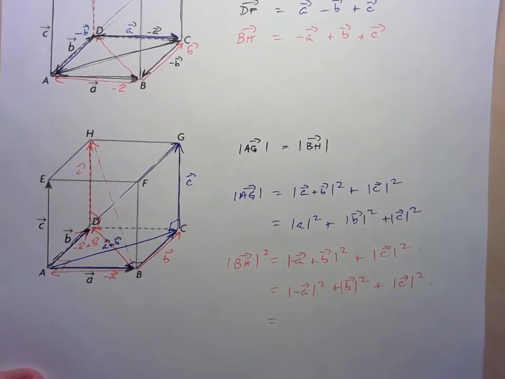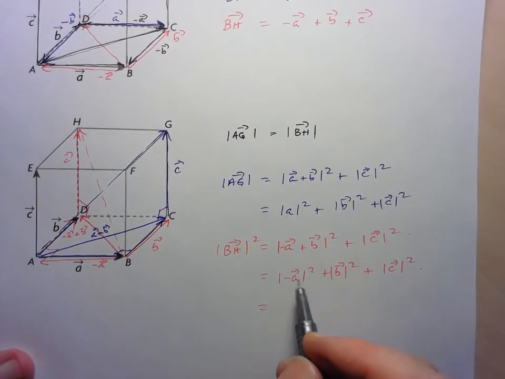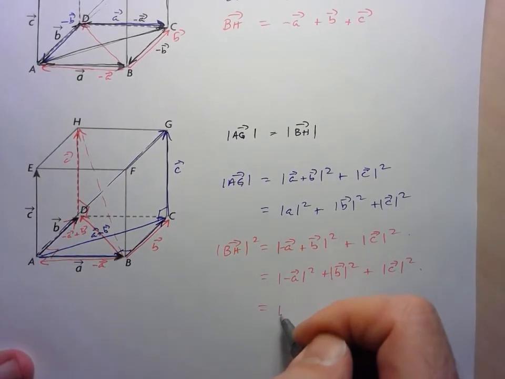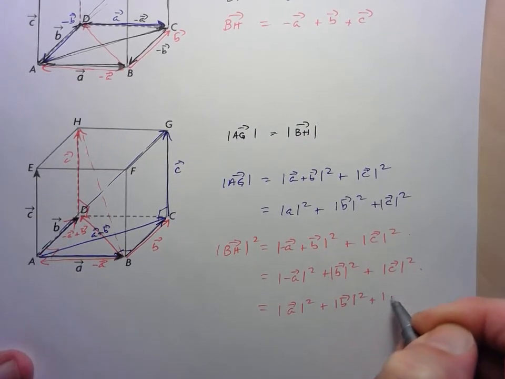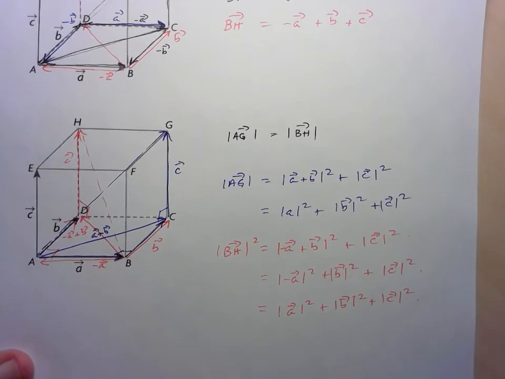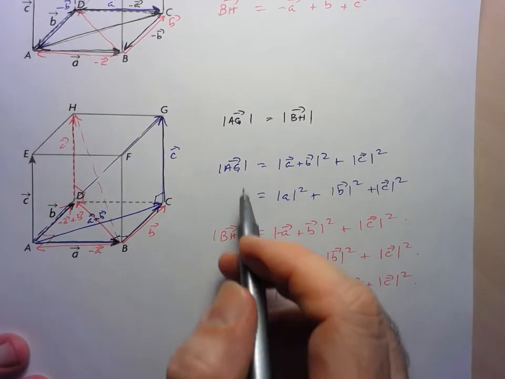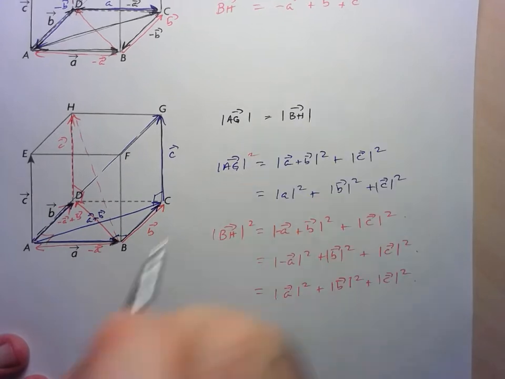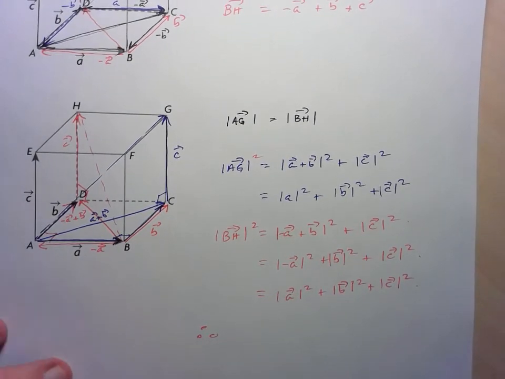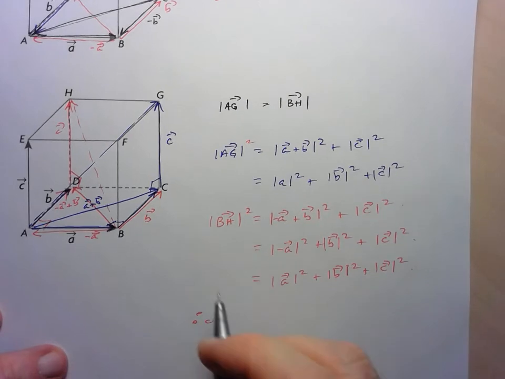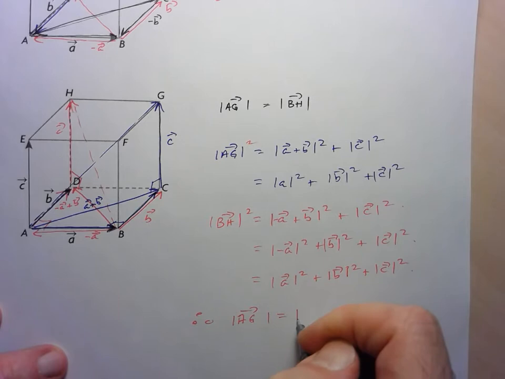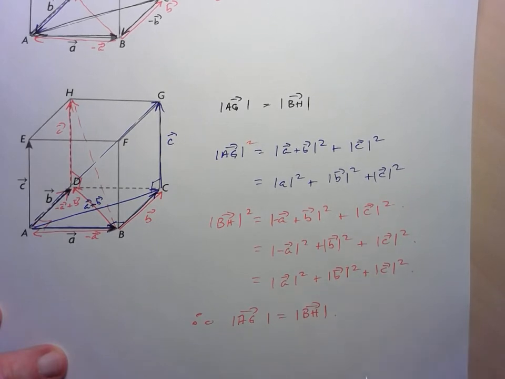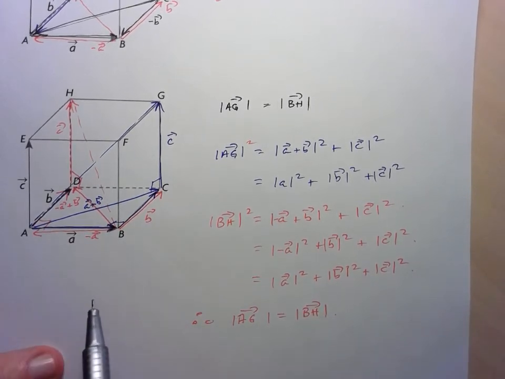But remember, what's the relationship between A and negative A? They have the same magnitude. So this is the same as the magnitude of A squared plus the magnitude of B squared plus the magnitude of C squared. And therefore, since the squares are equal, sorry, that should have been a square there. Missed that before, since I was using Pythagoras. So here what we found is that the magnitude of AG has to be equal to the magnitude of BH, which is what we expect when it comes to the diagonals of squares. Okay, so that's it for this one.